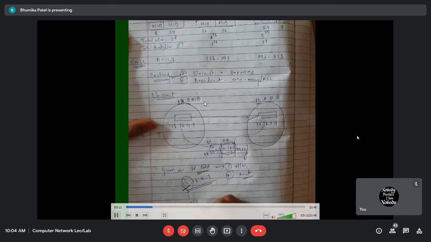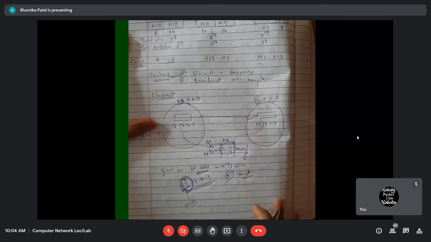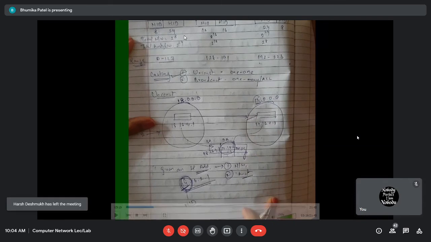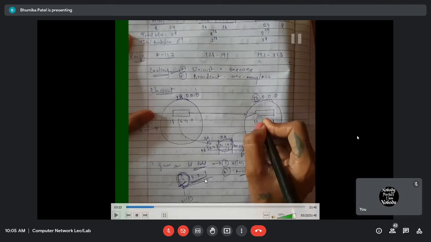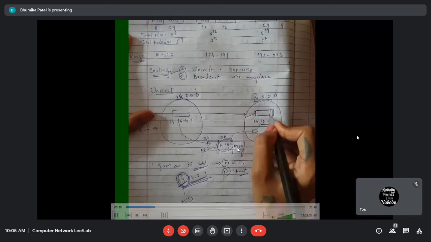So first I will keep the network ID as it is because I want to find the network. The first 8 bits, that is the 14, will be kept as it is. In the remaining 24 bits, I'm going to set every bit to 0. So in place of the remaining 24 bits, 16.2.1, I will put all zeros.